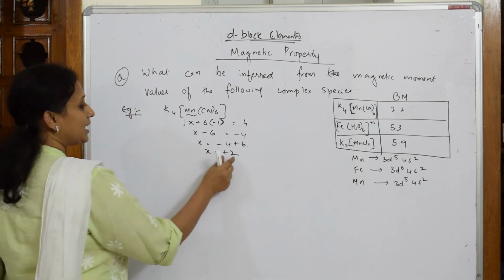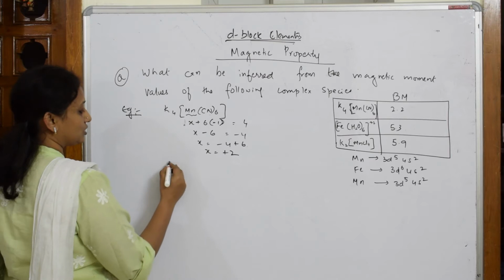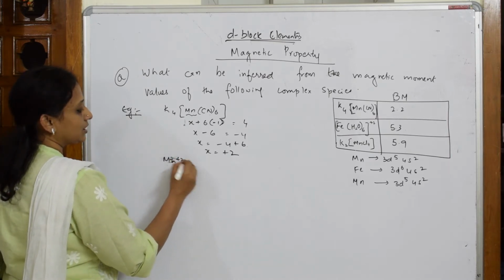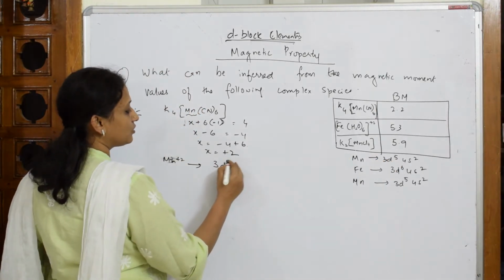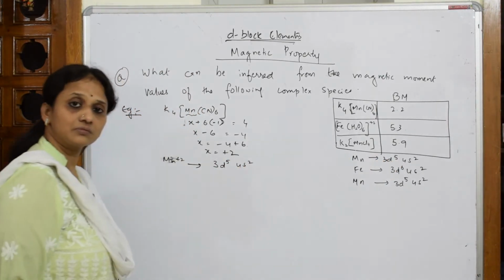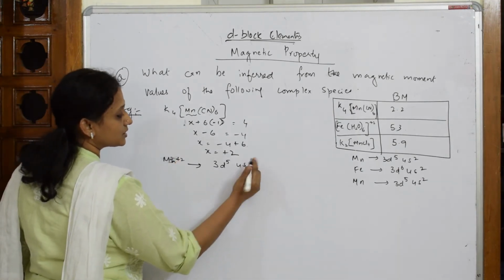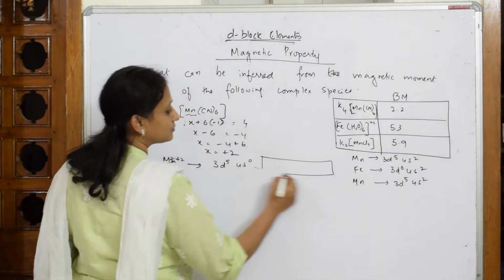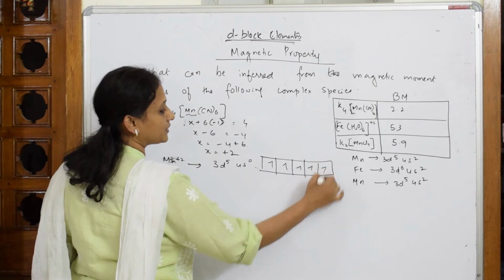Now I am going to write this manganese with the configuration which I got, d5, since it is plus 2, meaning Mn plus 2. Pick up the configuration of manganese: it is 3d5 4s2. You are going to take out 2 electrons from here, this becomes 0. Now what do you have? You have d5 configuration: 1, 2, 3, 4, 5.